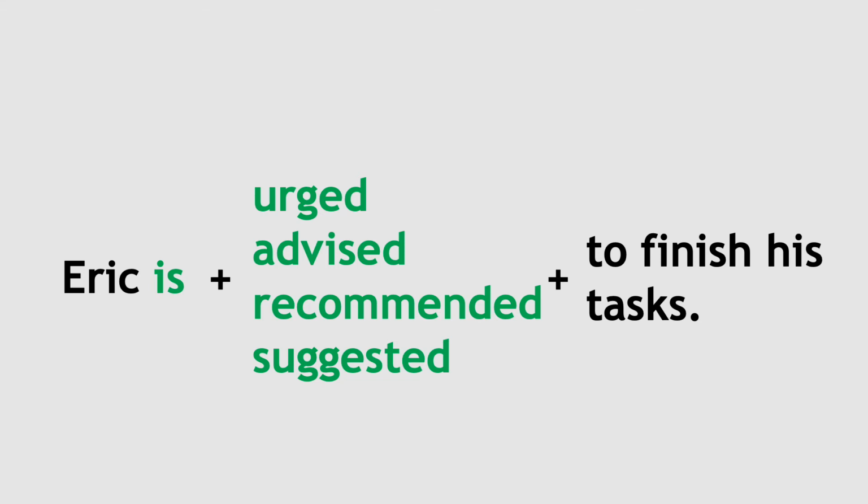Or again, we can use the passive form of the reporting verbs with other nouns or other pronouns as the subject. So if we have the original sentence with Erik as a subject, we can use Erik again as the topic for the sentence. So we have Erik is urged to finish his task, Erik is advised, Erik is recommended, Erik is suggested. In this case, the agency of urging Erik to do something would be backgrounded by hiding the doer of these verbal actions.